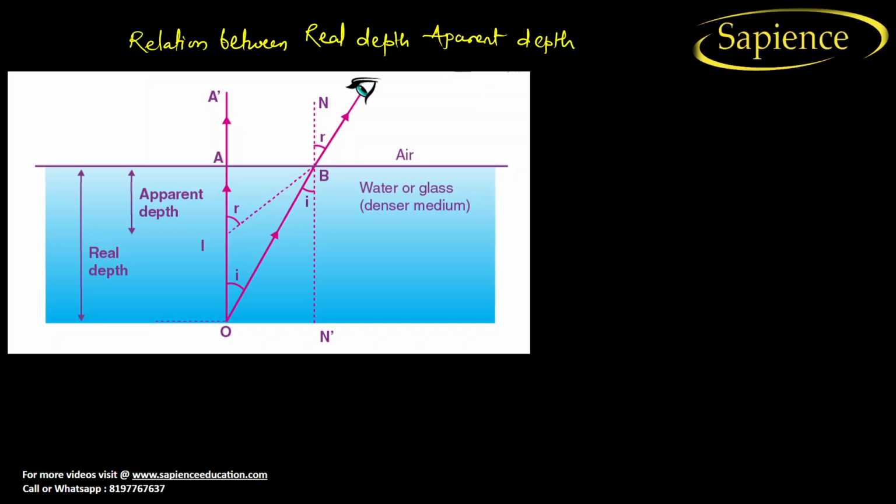Now let us observe here. This is any liquid having a refractive index of mu2, and above is your air, which has a refractive index of mu1. Now let us consider there is an object. Light starts from this object, one ray goes in a straight line, and there is another ray which will go in this direction.